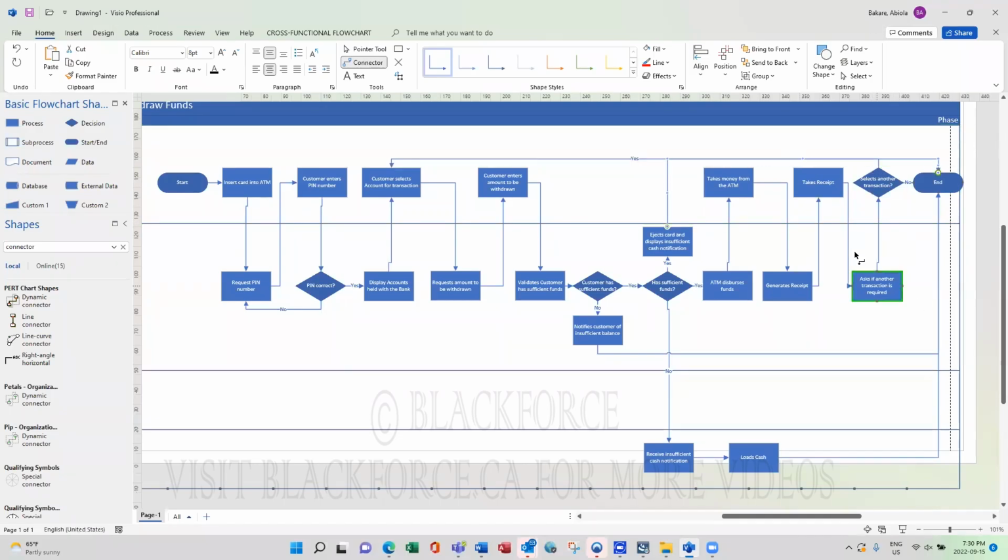I'm sorry, I have a question. Yeah, go ahead with your question, please. Where it says add sufficient funds for the ATM and the arrow goes up, shouldn't that be no? If there is no, it should be, you're right. Yeah. It should be no.